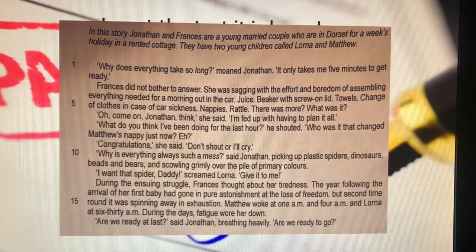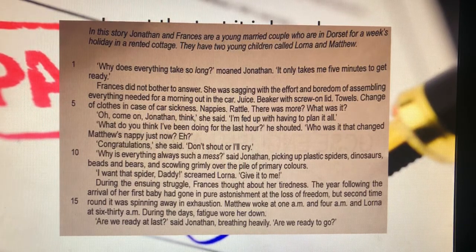The year following the arrival of her first baby had gone in pure astonishment at the loss of freedom, but the second time round it was spinning away in exhaustion. Matthew woke at 1 a.m. and 4 a.m. and Lorna at 6:30 a.m. During the days, fatigue had worn her down. "Are we ready at last?" said Jonathan, breathing heavily. "Are we ready to go?"